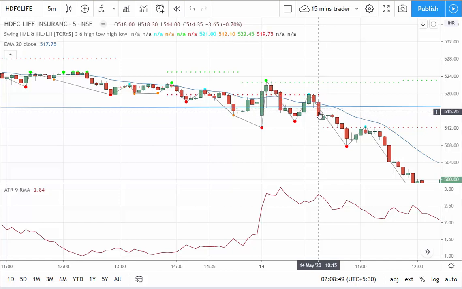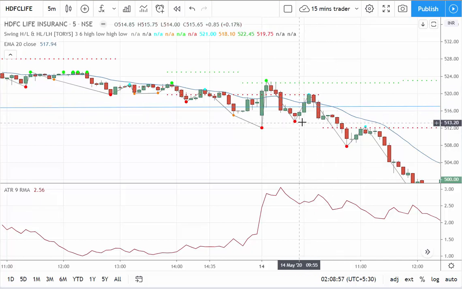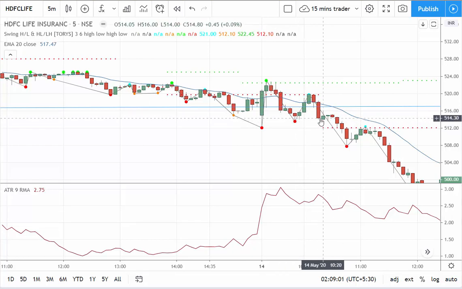On this bar I've sold just below this red bar. I've sold it over here. So it confirms the best place to sell is below 513. I've sold it over here. So the stop loss is at 520. 515 is my entry point.